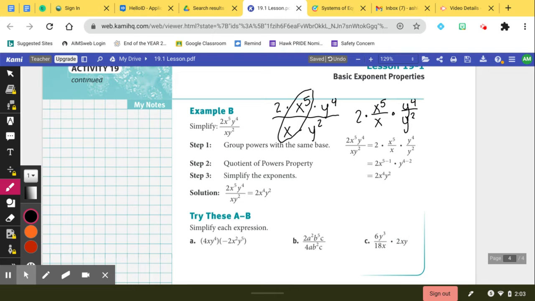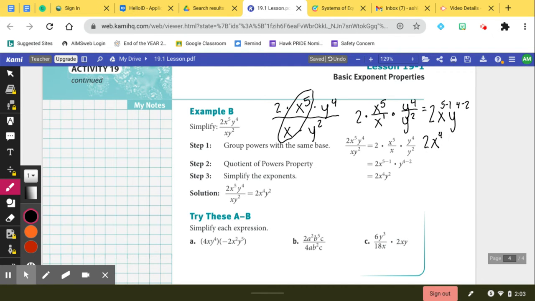Now, when a variable doesn't have a power, it really does. If it doesn't have a power shown, it's really a 1. So I can rewrite this with my quotient property. It says if I'm dividing powers at the same base, I can subtract the exponents. So this becomes 2 times x to the 5 minus 1 times y to the 4 minus 2. So this would be 2 times x to the fourth and then y to the second. And that would be what it is simplified.